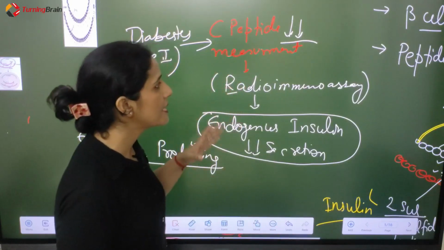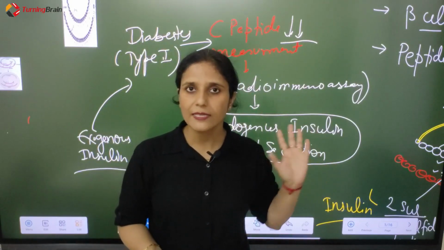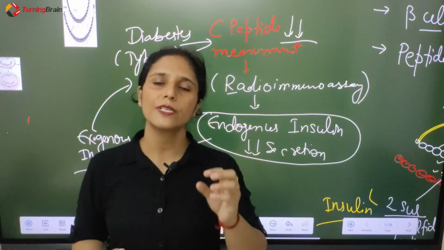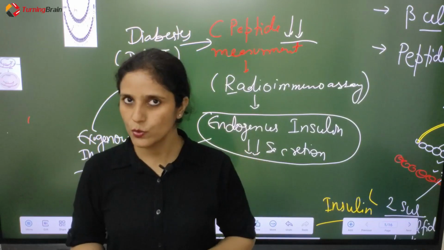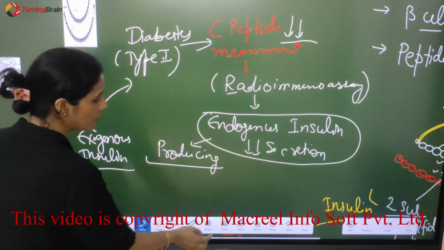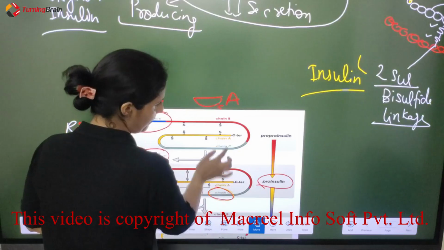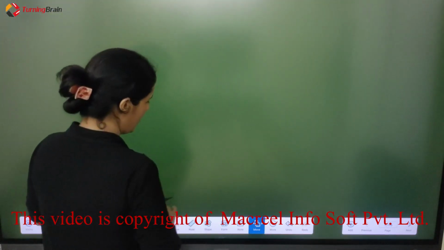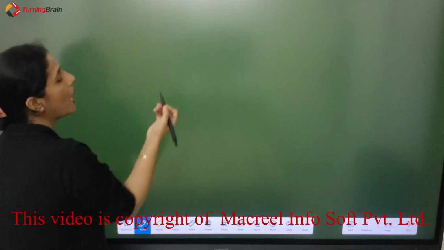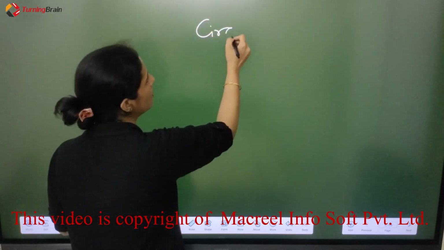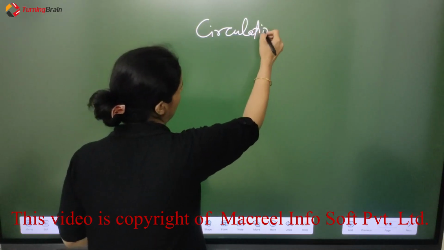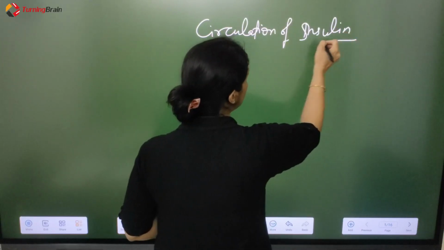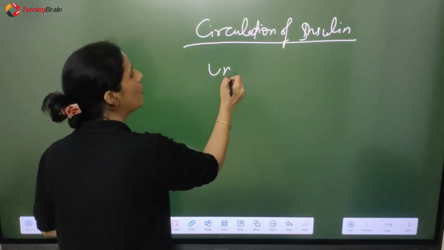Okay, so we discussed the structure, the synthesis and the release. The secretion is in the form of secretory granules, and with the insulin an equimolar amount of C-peptide is also released. Now when it comes into the circulation, what happens? How does insulin circulate? When the insulin is released, it circulates in the blood.